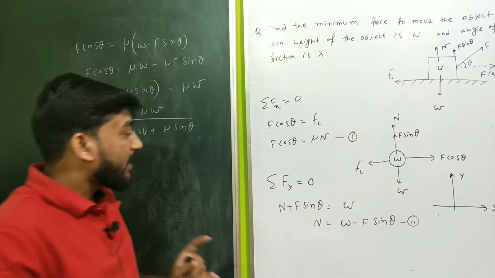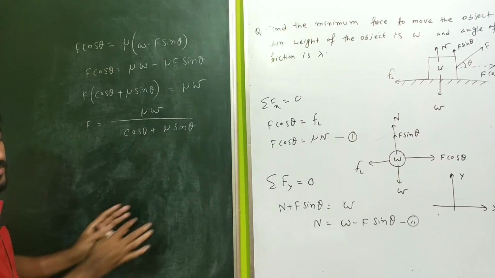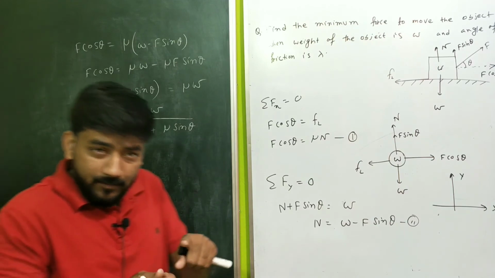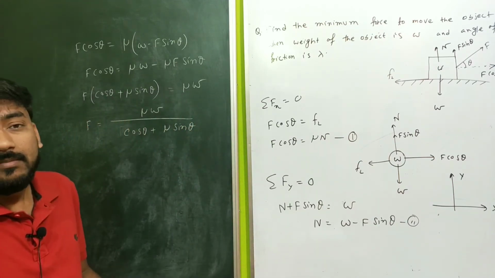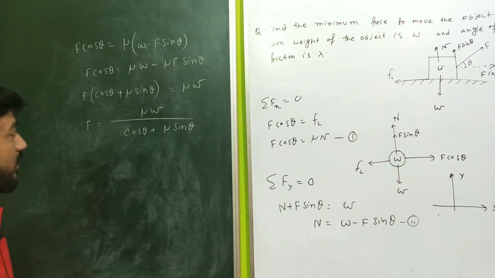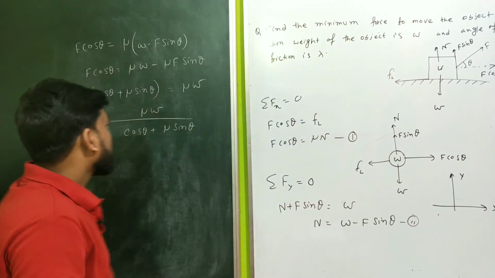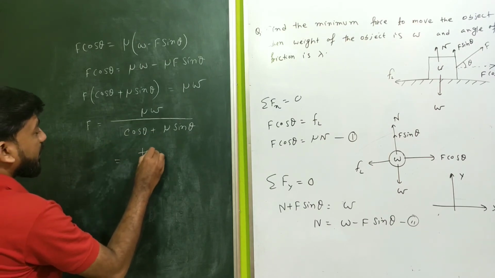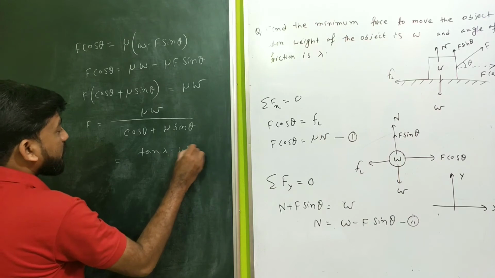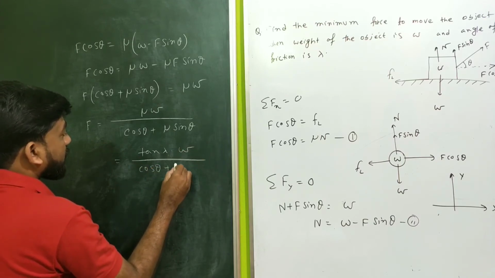But I don't want to do this, because again I want to solve trigonometrically, because I have told you in the previous class how you can achieve the minimum condition by using a simple trigonometric relation. So you have to put mu, because we have to involve lambda. You have to use mu is equal to tan lambda. So if you use mu is equal to tan lambda, then you will get tan lambda into W divided by cos theta plus tan lambda sin theta.